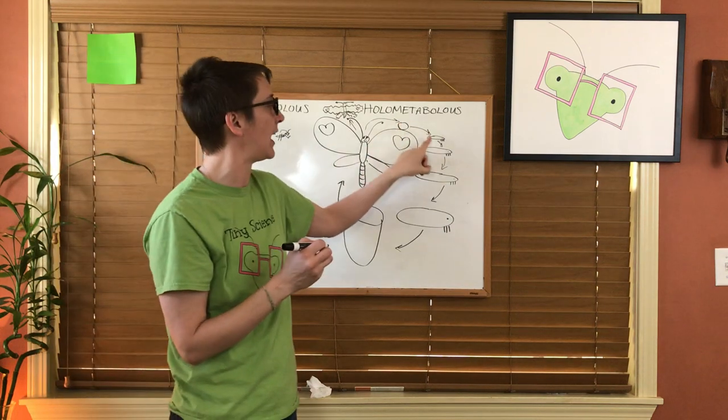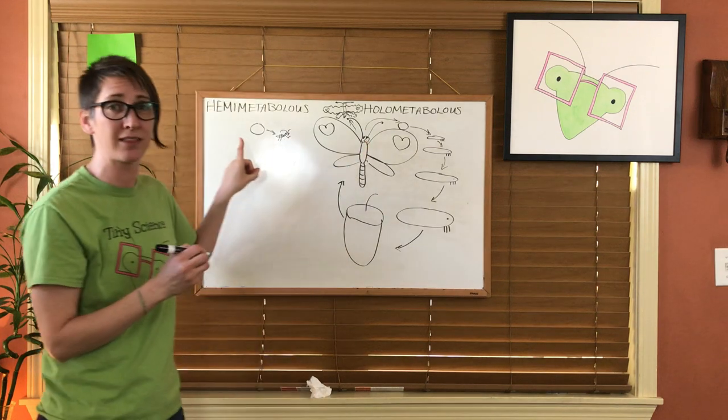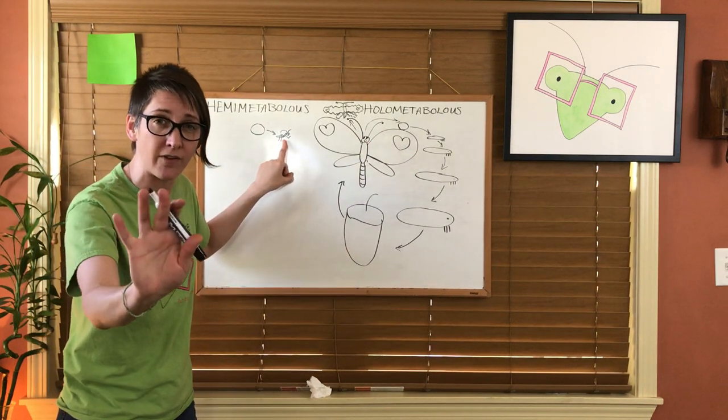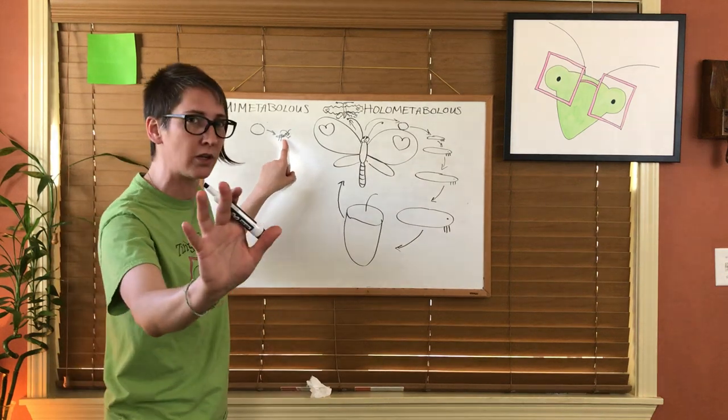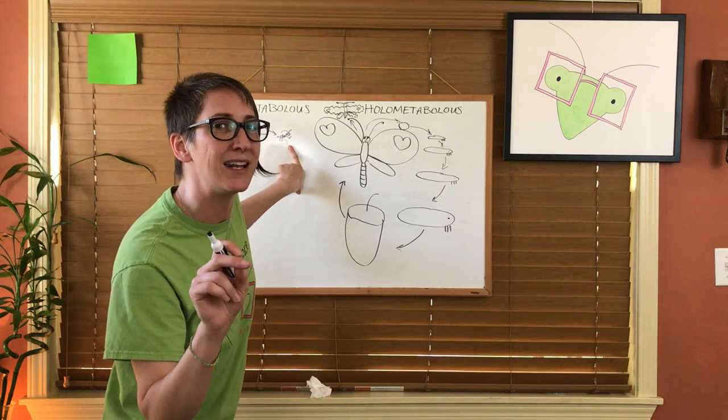Now, we've got new words coming up. Over here, out of the egg came a larva. That larva doesn't look anything like the grown-up, but that's not the case here. What came out of the egg looks just like the grown-up, so it's not a larva. It's a new word. You ready for this word? Out of the egg came a nymph. Can you say that? Nymph.